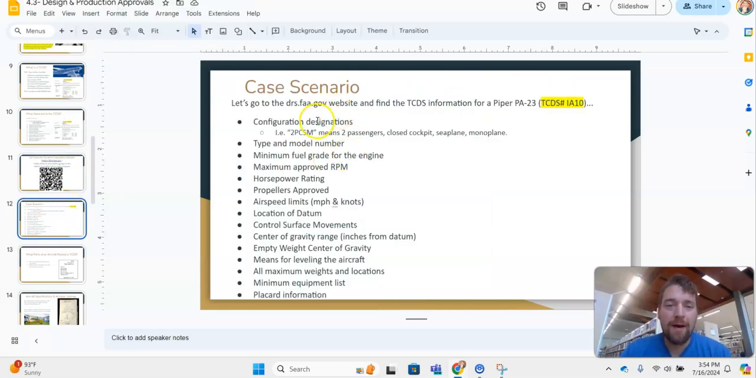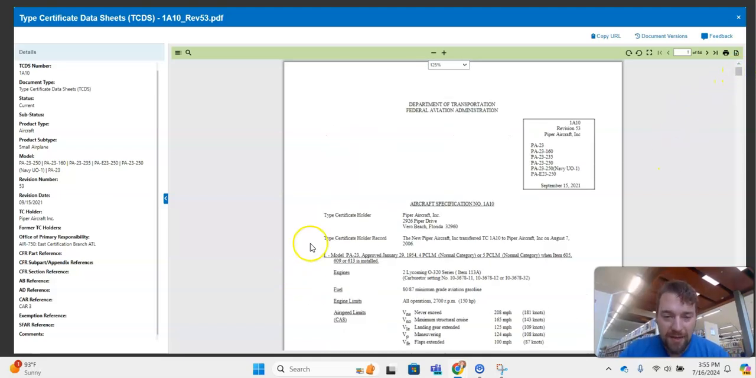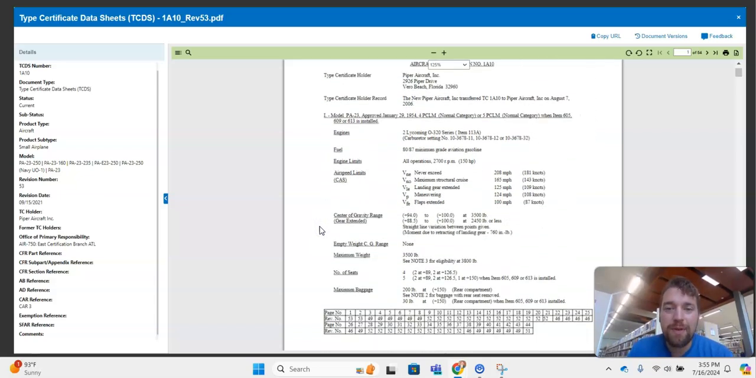So let's see if maybe we could find some fuel grade, horsepower rating, center of gravity. What information can we find on a TCDS? So again, the model that we're worried about right here is going to be the PA-23, which conveniently happens to be near the top.